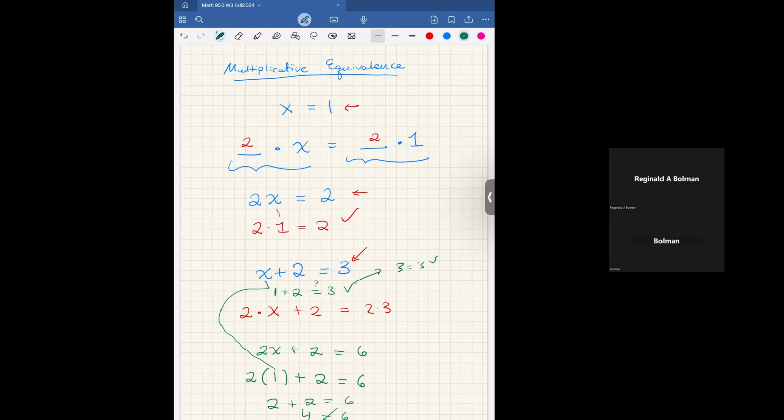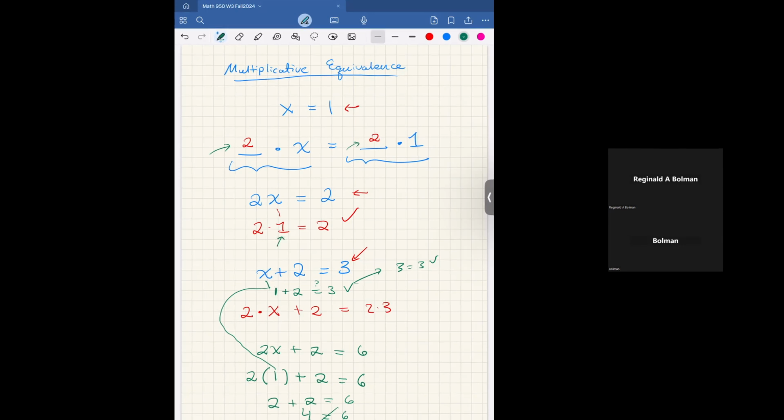and 4 does not equal 6. So, of course, students at this moment in time will get confused. They said, well, we were able to multiply on both sides here, and we were able to preserve the value of x. But when we multiplied 2 on both sides here, we weren't able to preserve the value of x. So what's going on?